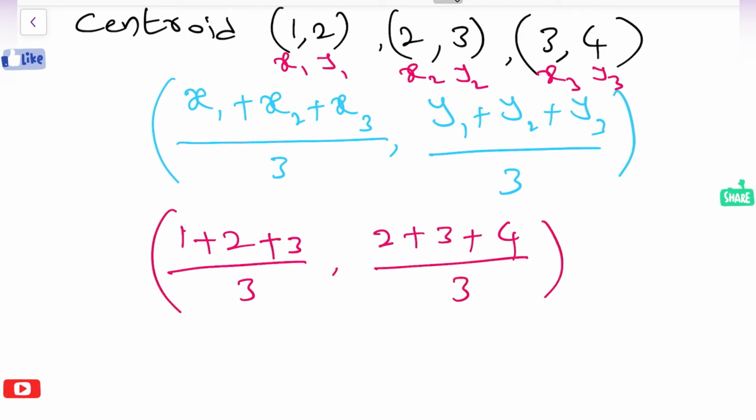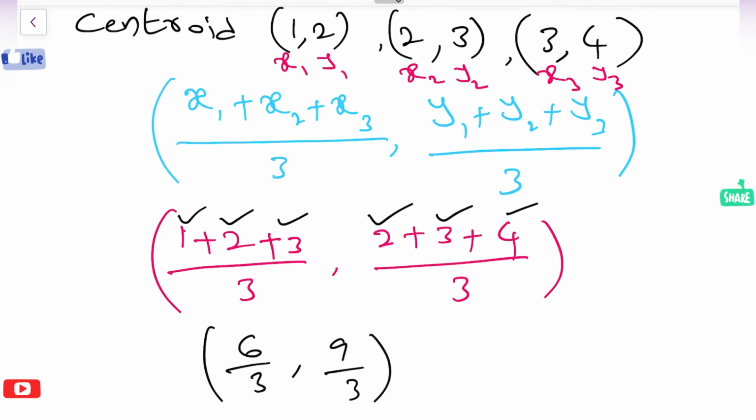If we simplify, 1 plus 2 is 3, 3 plus 3 is 6, by 3, comma, 2 plus 3 is 5, 5 plus 4 is 9, by 3. If any simplification is possible, we need to simplify. 3 ones are 3, 3 twos are 6, 3 ones are 3, 3 threes are 9. So the final answer is 2 comma 3. So the centroid of the triangle with the given vertices is 2 comma 3.